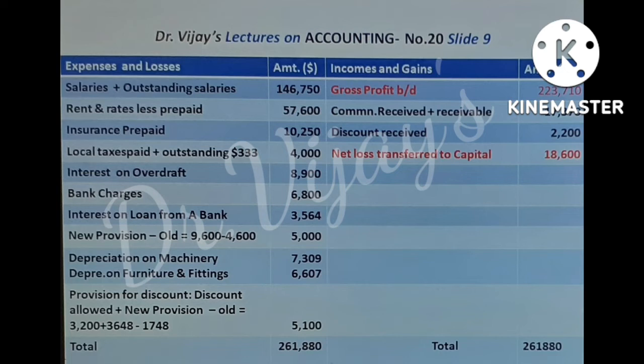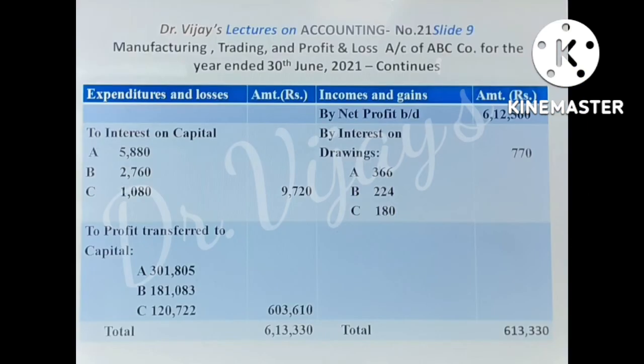The net profit shown by the profit and loss account is 6,12,560, and that is brought down to the profit and loss appropriation account. Next is the profit and loss appropriation account. Interest on capital, salaries to partners, interest on drawings, etc. come on the profit and loss appropriation account. We have seen it already. Not in the profit and loss account as in the case of final accounts of a single owner firm.